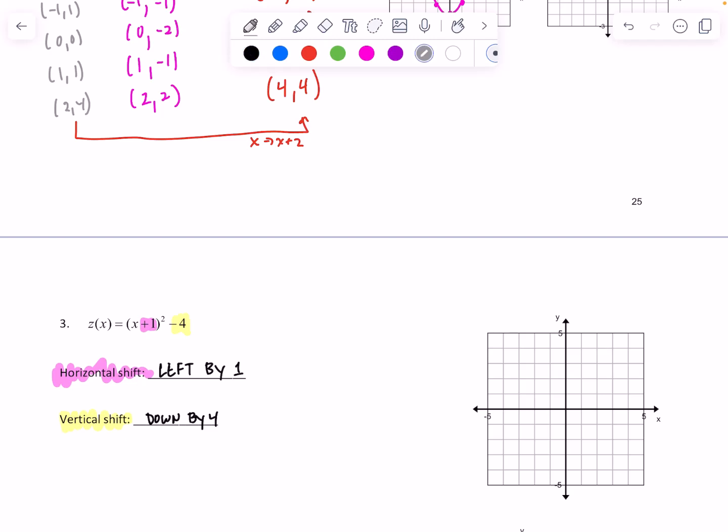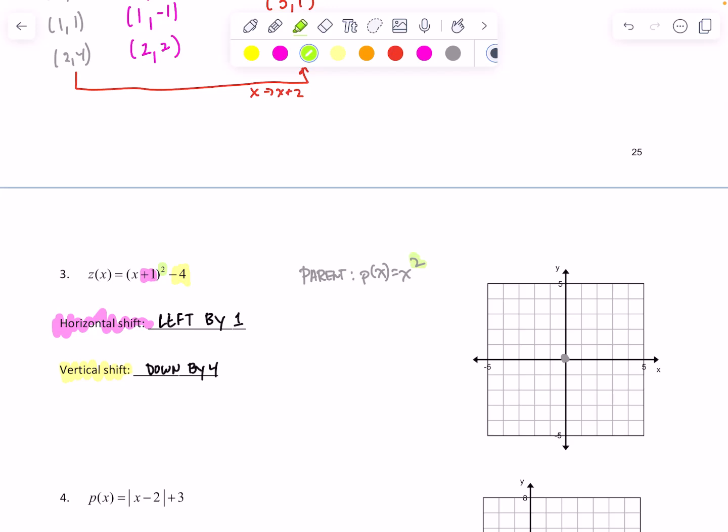And so if we graph our parent function, our parent is the quadratic, and I know that because I have a square here. Think of the parent function as being the main idea. So it's the squaring function there. And so we know that that has the points 0, 0, 1, 1, and negative 1, 1, 2, 4, and negative 2, 4.